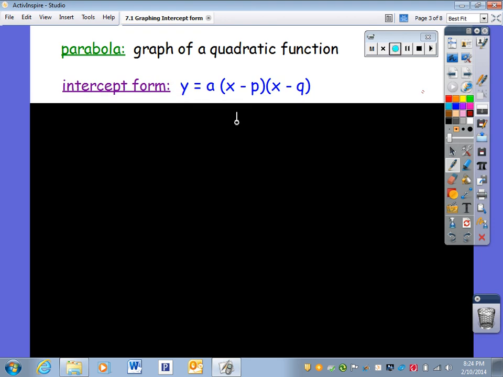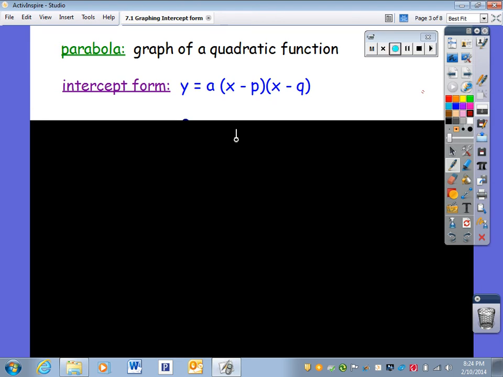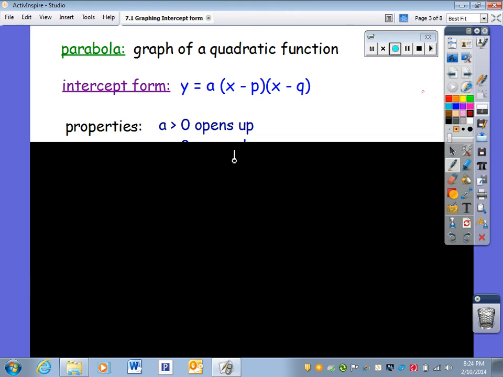Intercept form for the equation of a quadratic is y equals a, where a is our leading coefficient, times x minus p, times x minus q, where p and q are our x-intercepts. Here are some properties of the parabola.